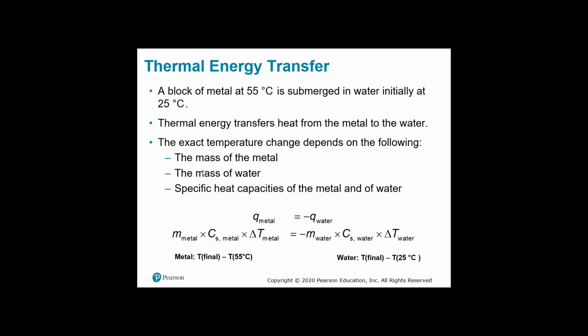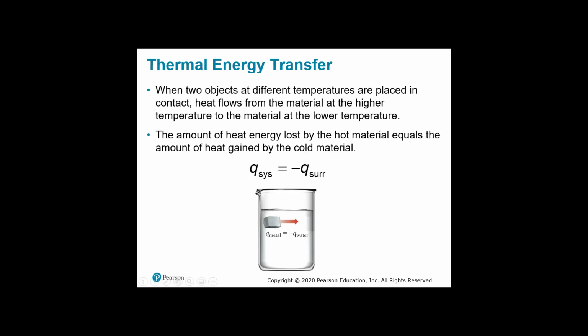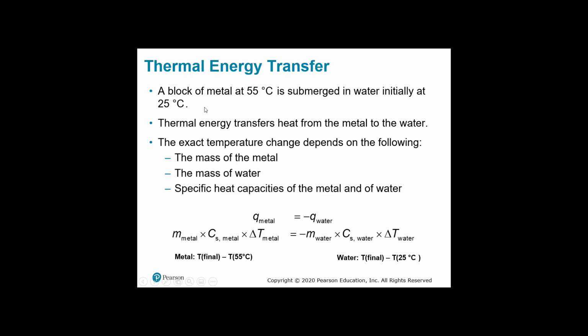So a block of metal at 55 degrees Celsius is submerged in water at 25 degrees Celsius. So you kind of see this picture here. And the metal is hotter than the water. So thermal energy transfers heat from the metal to the water. And if we take the temperature, we know what the initial temperature of the water is. We know the initial temperature of the metal, sorry, I messed this up.